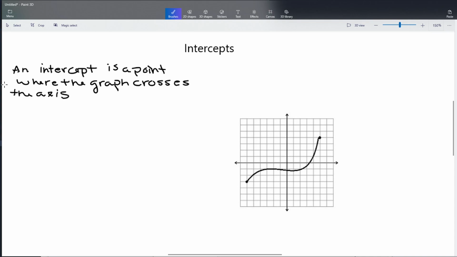Because we have two different axes, we have two different types of intercepts. We would say that the x-intercept is the point where the graph crosses the x-axis. Now, depending on the graph, there might be more than one x-intercept.